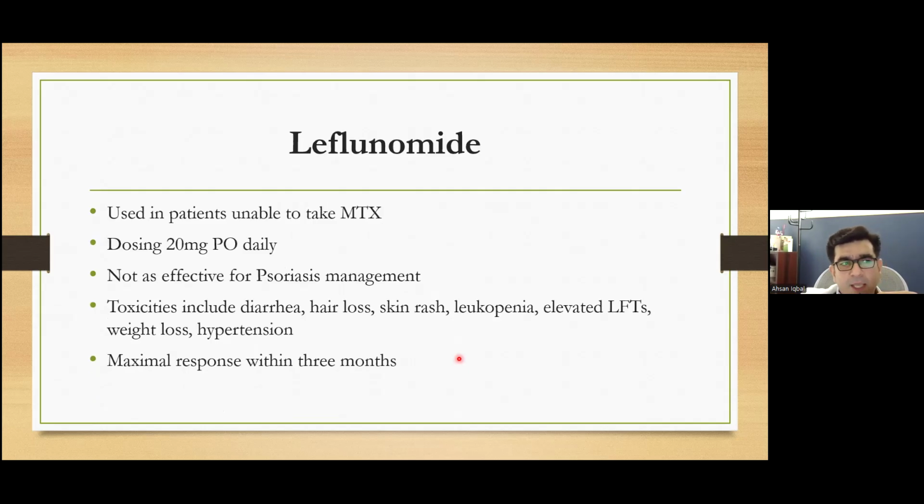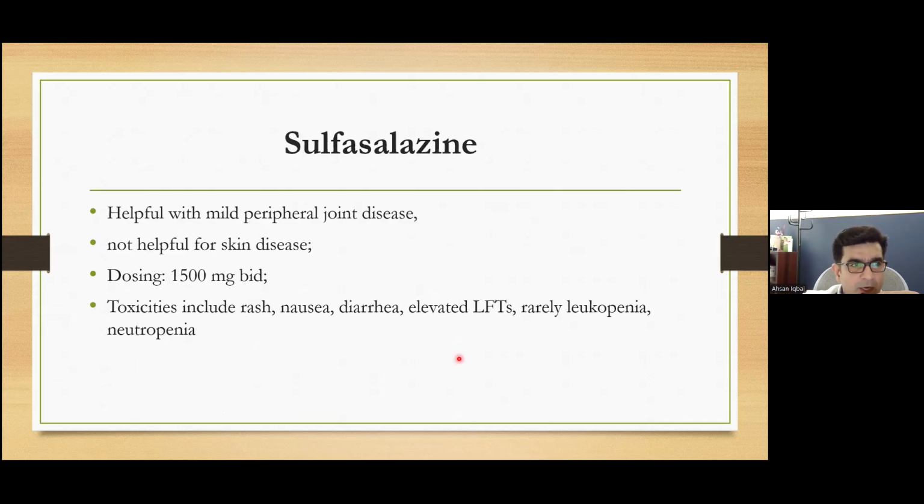Leflunomide is an option if we cannot tolerate methotrexate. It's not as effective for psoriasis, mostly effective for the arthritis part. Sulfasalazine can also be used, but oftentimes has significant GI side effects, and rarely can cause leukopenia or neutropenia.